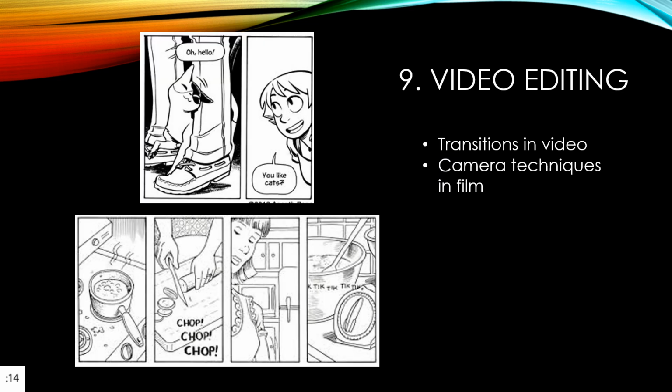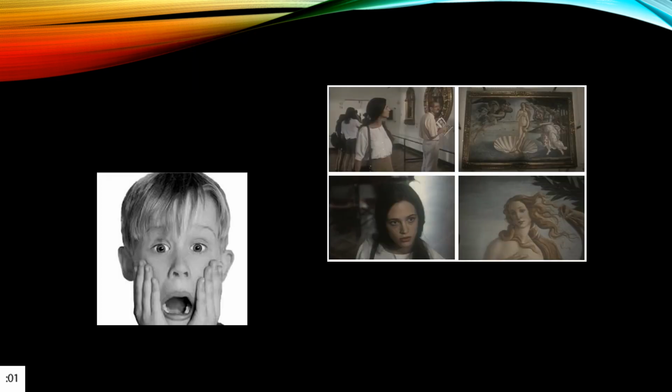The next thing that we learned of importance was video editing, starting with transitions in videos. One of them subject to subject, shown with the cat and the person in the top, and then action to action with the chopping, cutting, and boiling in the bottom panel. After transitions, we learned about camera shots and techniques. One of the more famous ones being a reaction shot shown through the Home Alone child with his screaming face, and the other one showing an eyeline shot drawing the user's attention towards the painting that she is looking at.